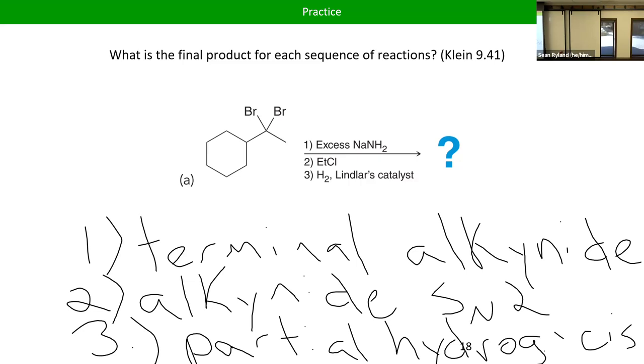So with that in mind, that can be sort of a good roadmap. You can draw the individual intermediates out. We're probably going to want to do that as well, but just to sort of organize your thoughts so you don't just dive into it. Like, okay, I know what my overall process is going to be. My final product is going to be a cis alkene. Now I just have to draw the molecule along the way.